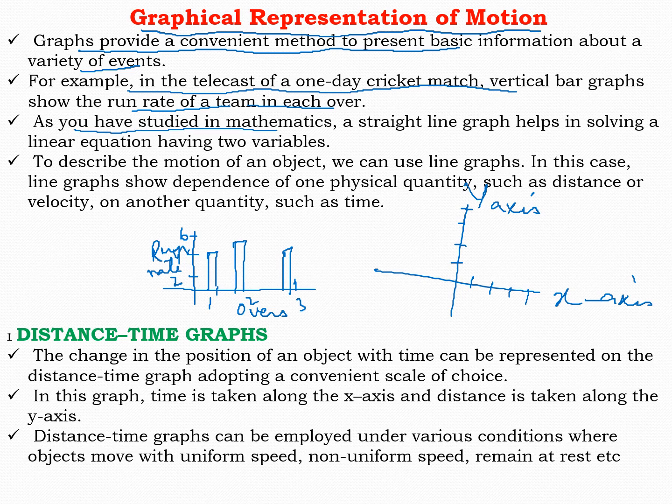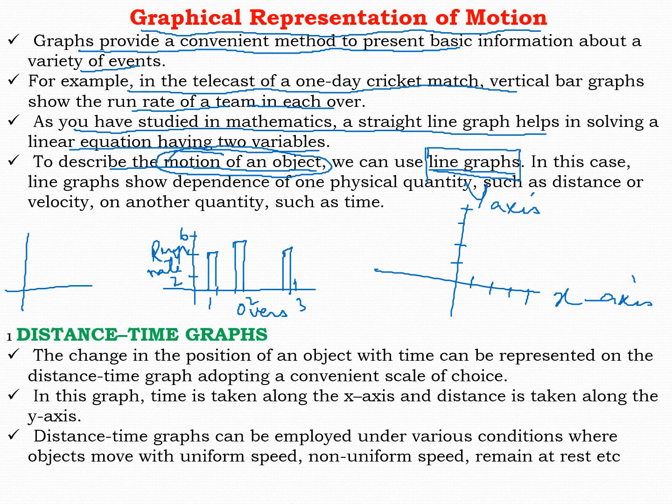As you have studied in mathematics, a straight line graph helps in solving a linear equation having two variables. To describe the motion of an object, we can use line graphs. So how are we going to represent the motion of the object? We are going to do that with the help of line graphs. When we are showing motion with a line graph, it will show the dependence of one quantity over the other. As one quantity changes, the other quantity will also change.